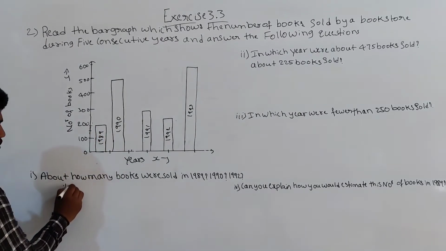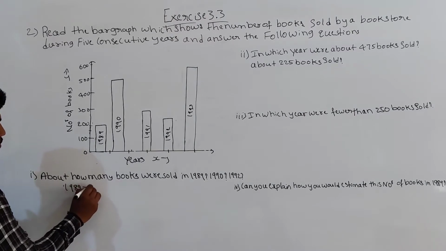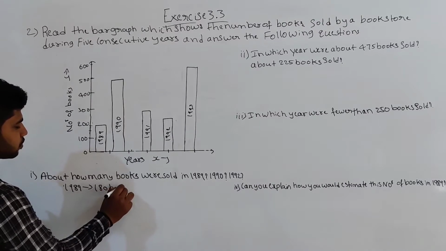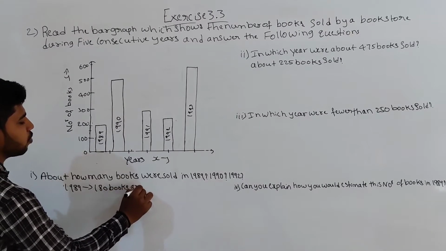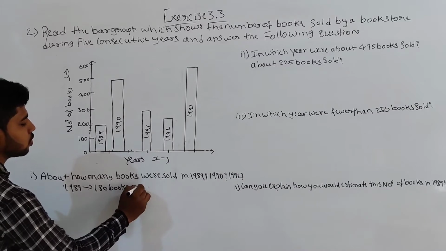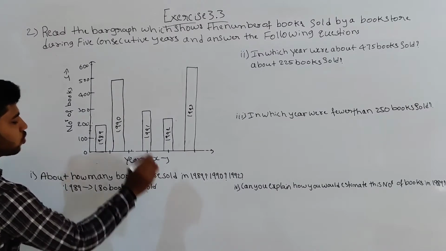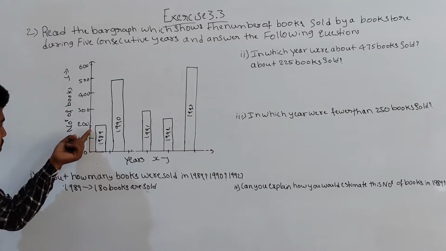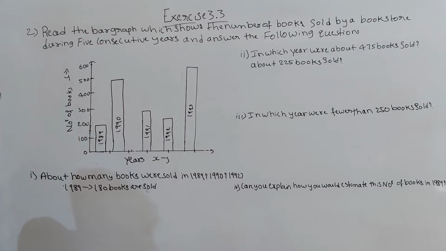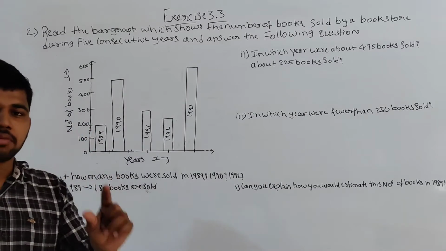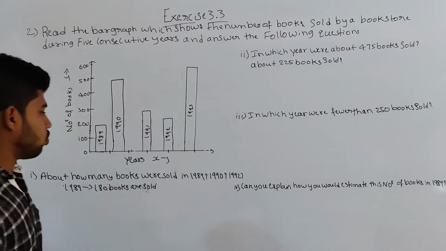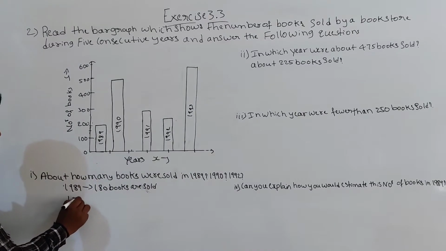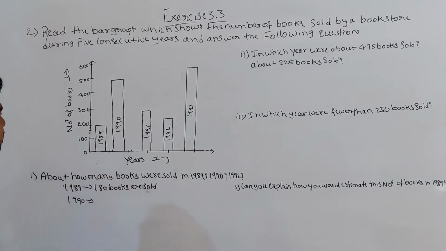In 1989, nearly 180 books are sold. In the year 1989, it is 150, 160, 170, 180. In the year 1989, nearly 180 books are sold. Coming to the question number 2, 1990. In the year 1990, how many books are sold? They asked the question: in the year 1990.